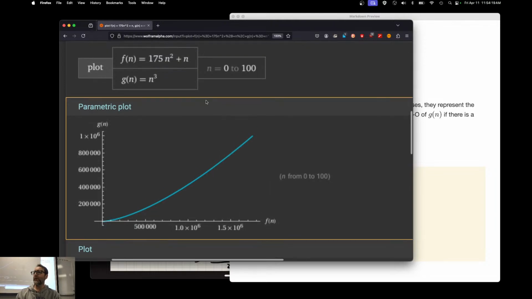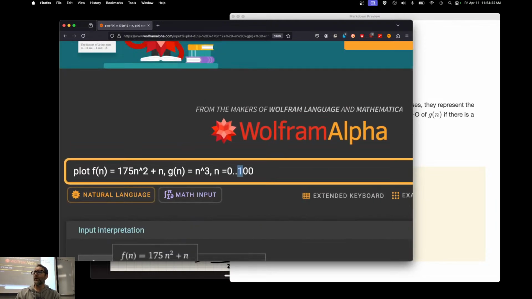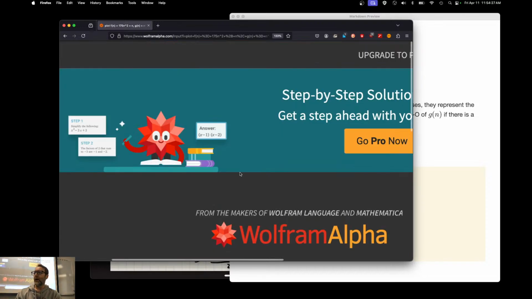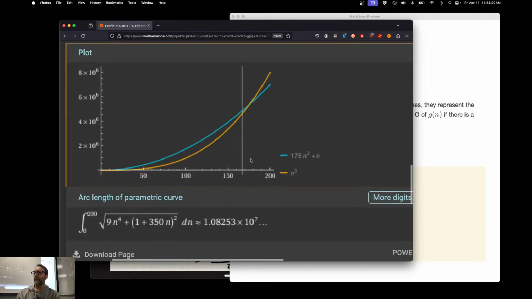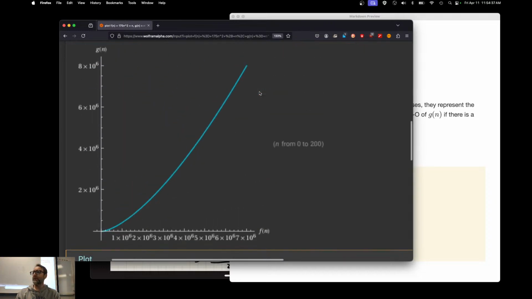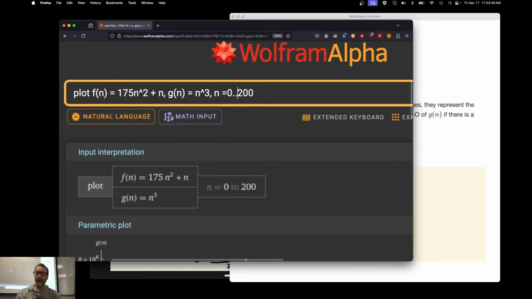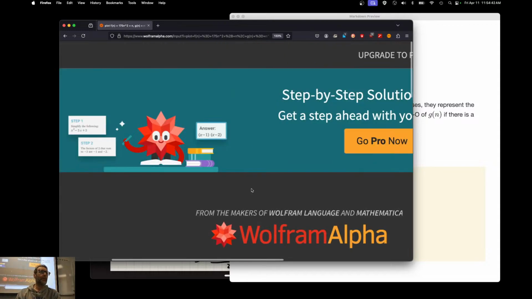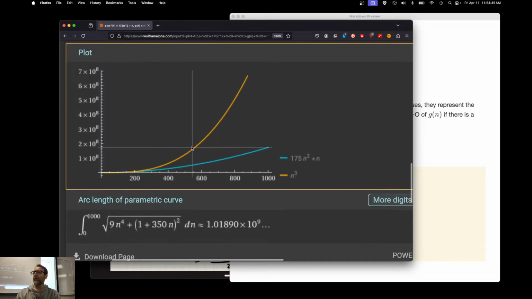What if I zoomed out on this and went to 200 instead? Predict what's going to happen here. At some point, they're going to cross over. After that point, they will never intersect again. And if I zoom out even further, it becomes abundantly clear that we were wrong in our first impression. No, n cubed is way worse than n squared over here. There is a crossover point that gives us a misimpression for small input sizes.